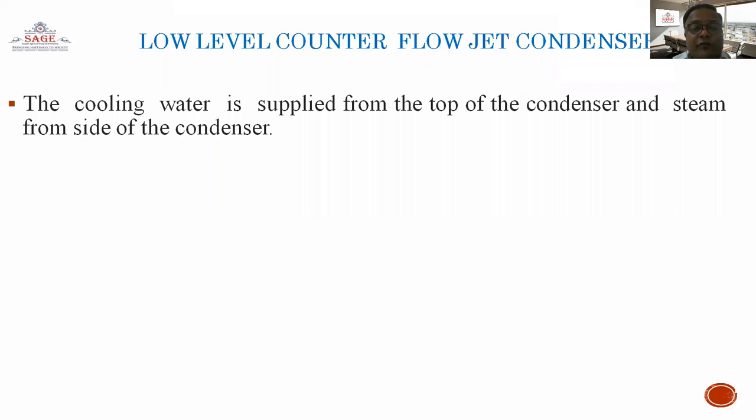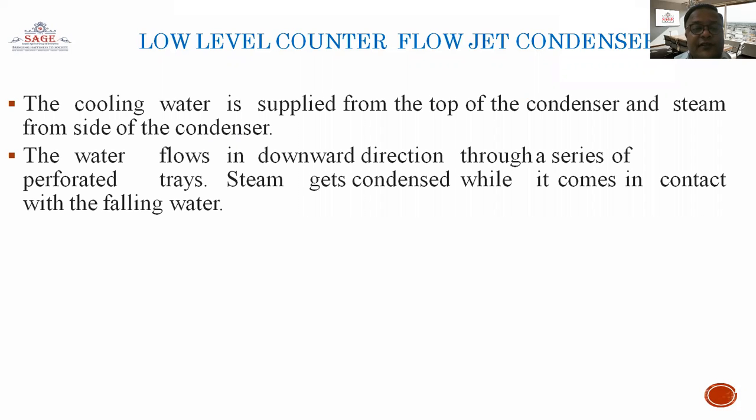This is the low level counter flow jet condenser. The cooling water is supplied from the top of the condenser and the steam from the side of the condenser. The water flows in the downward direction through a series of perforated trays. Steam gets condensed while it comes in contact with the falling water.